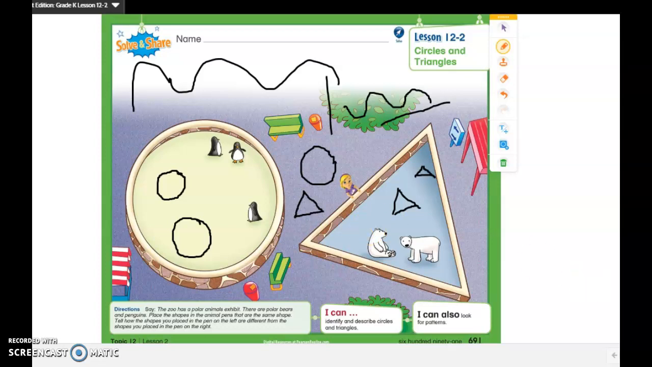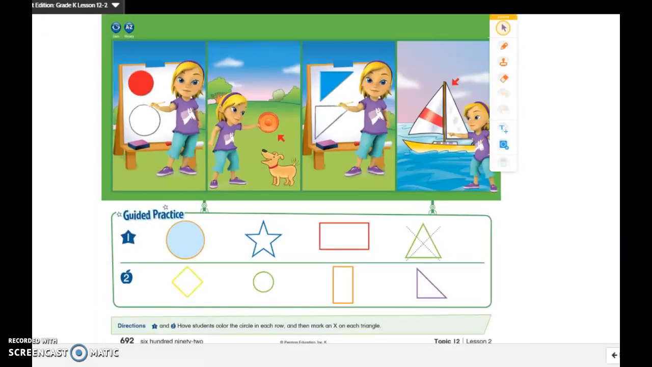So let's look on at our next page together. Today we're going to really just be focusing on find the triangle, find the circle. I don't think that's going to be very tricky for you. So color the circle in each row and mark an X on the triangle. You see how they did that in the first row. They colored the circle and they put an X on the triangle. So tell me, we have 1, 2, 3, 4 shapes in my next row. Which shape am I going to color in?